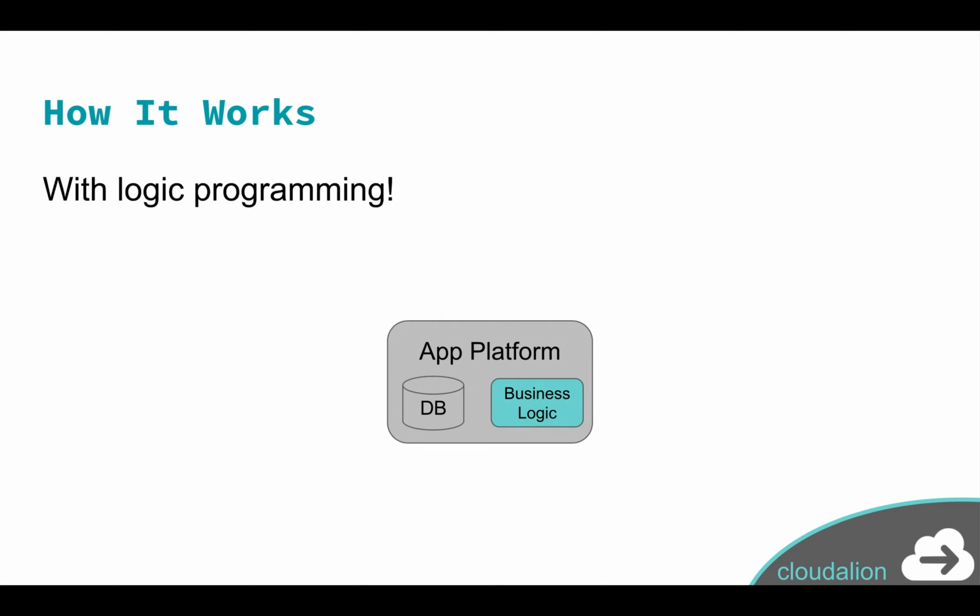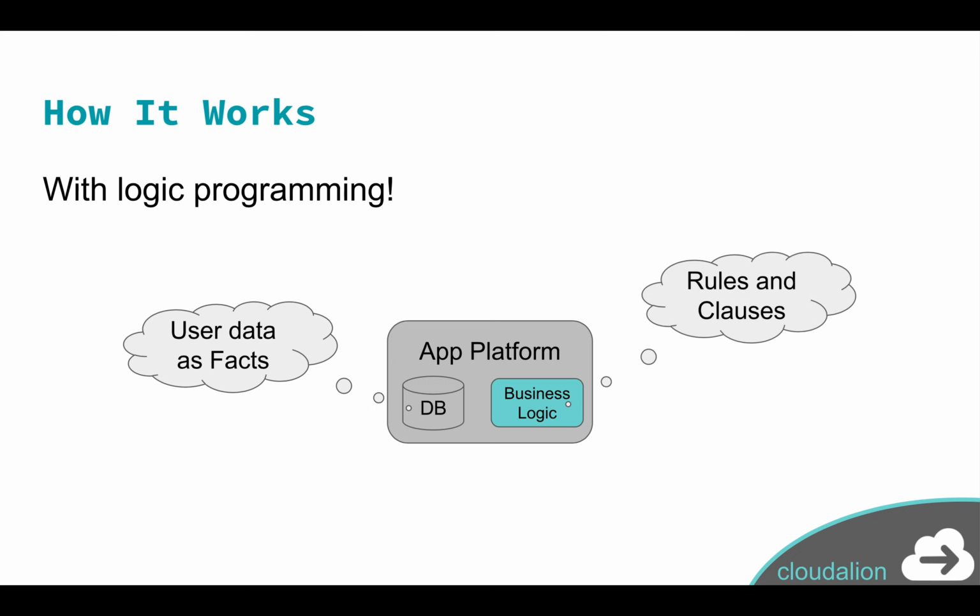So how do application platforms like FishTank and Axiom work? Well, they work with logic programming. The application platform holds all user data in the database in the form of facts and represents the business logic as a set of rules and clauses.